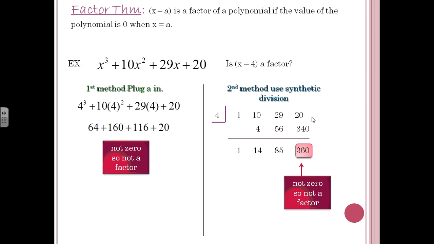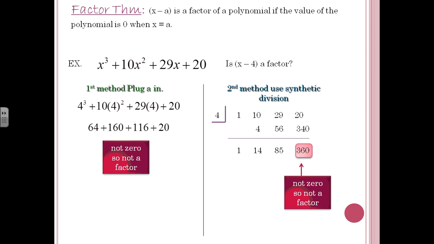I know that some problems will ask you, is this a factor? And if the answer is yes, then continue on and factor your polynomial completely. So if that's the kind of question you're asked, this is probably the best method to use, because if it does turn out to have a 0 here, then you've already done the first step of factoring. So you're taking care of two things at once. But it's up to you which method you want to use to test.